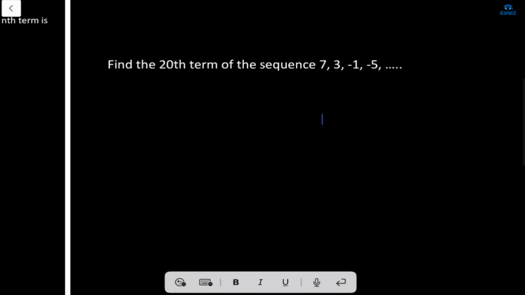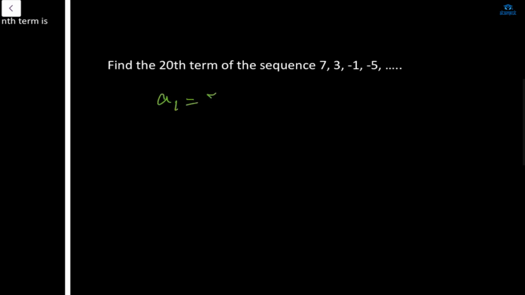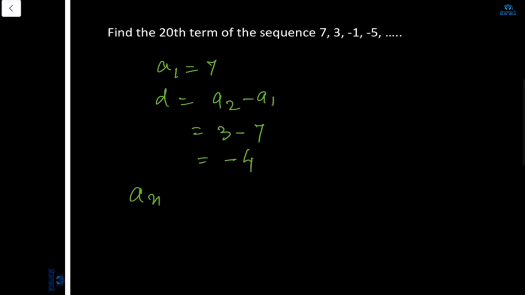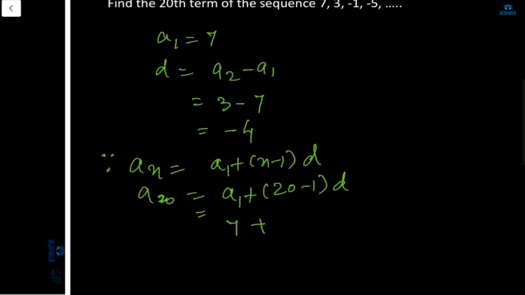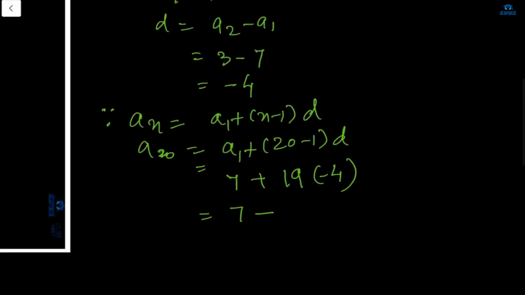Here you'll be mentioning, since you are doing an exam, you will have to mention everything: A1 is equal to 7, d is equal to A2 minus A1, which will be 3 minus 7, that is minus 4. AN is equal to A plus (N minus 1) d. So A20 is equal to A plus (20 minus 1) d, which will be equal to A1, that is 7, plus 19 times minus 4. But that you know.